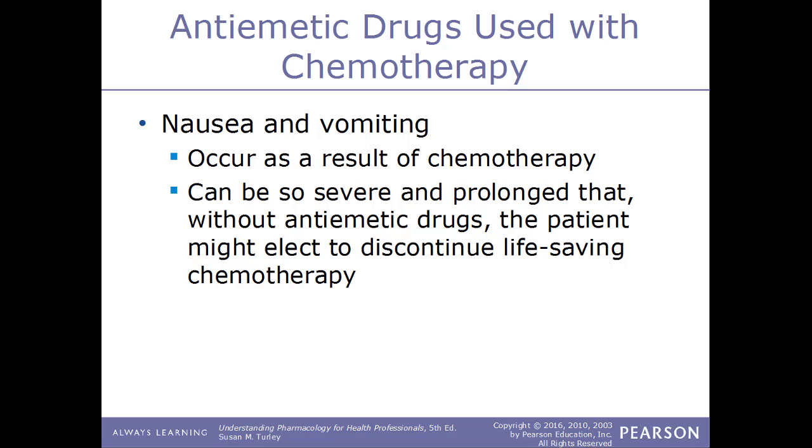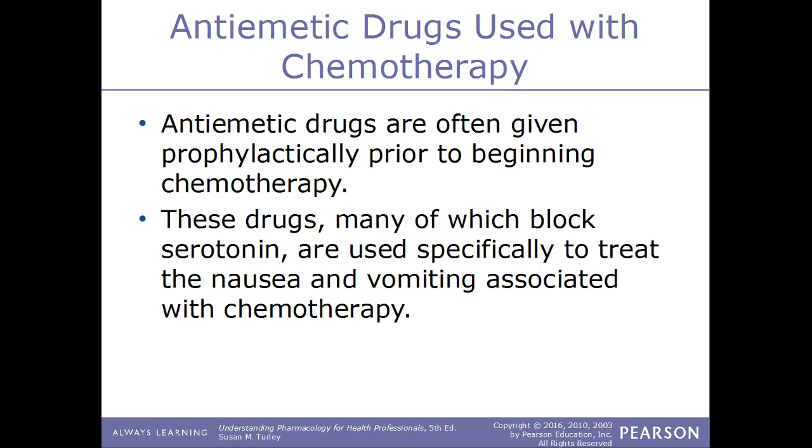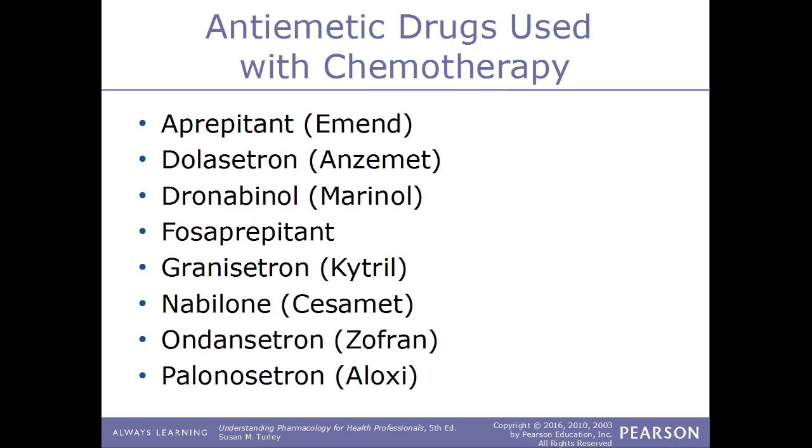Now, this can be so severe and prolonged that without an antiemetic drug, some patients might elect to discontinue the life-saving chemotherapy totally. Antiemetic drugs are often given prophylactically prior to beginning chemotherapy. Many of these drugs will block serotonin, and are used specifically to treat the nausea and vomiting associated with chemotherapy.